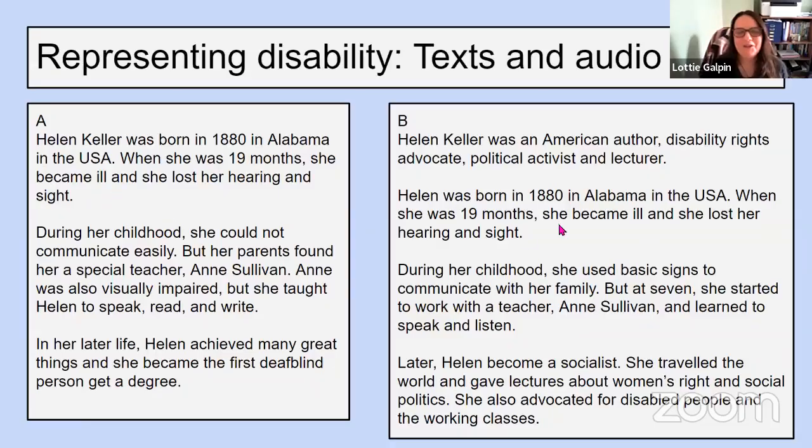So I'd like to ask people to read. Take 2 minutes, read both texts and tell me which one you think is a better, more inclusive, more representative way of talking about Helen Keller.